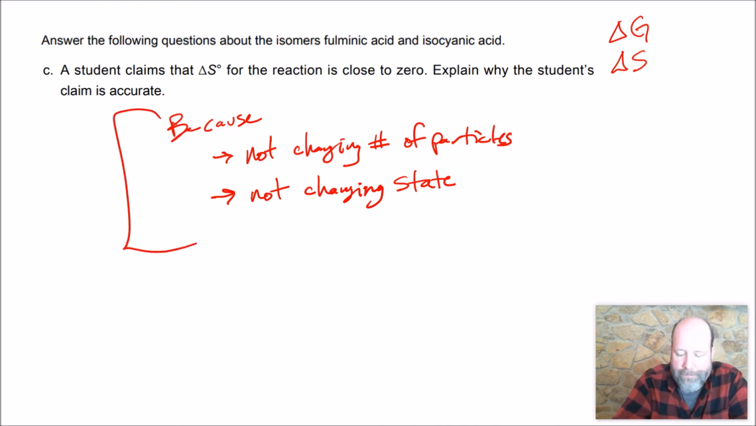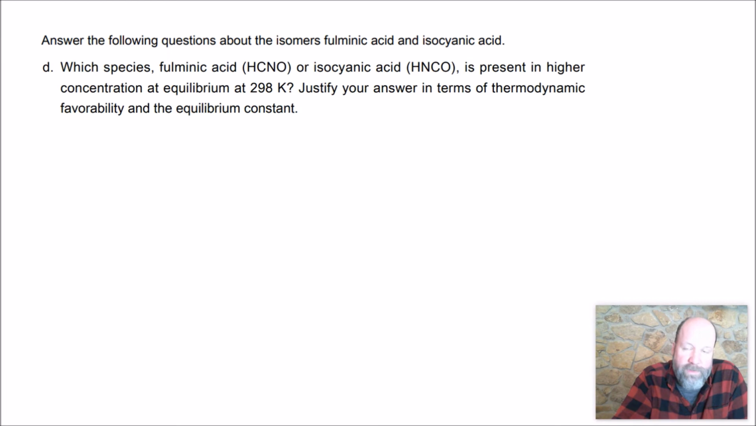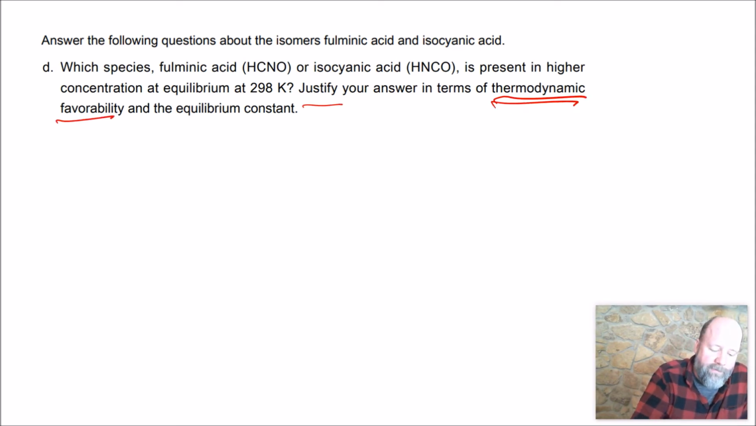This is worth 1 point. Would you get that point if you only said one of these two things? I don't know. It's a little unclear from their rubric. Maybe. Which is present in higher concentration at 298 K? So we need to look at thermodynamic favorability. So when it says justify your answer in terms of thermodynamic favorability, we're talking about delta G, and the equilibrium constant, we're talking about K.